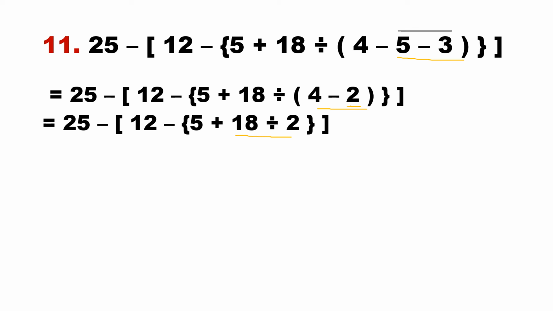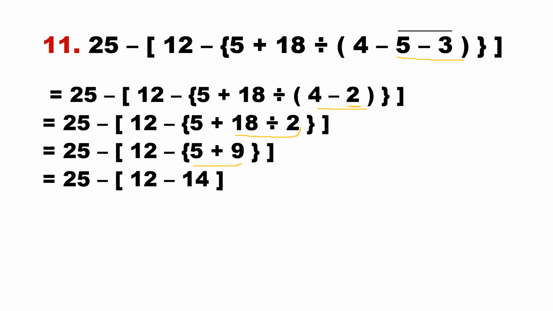So 18 divided by 2, this will be my main area of focus. 18 divided by 2 is 9, since 2 nines are 18. So I will replace it as 9. Okay, and after this I have to solve the curly bracket. So what is 9 plus 5? I know it is 14. So I will write 12 minus 14 here.